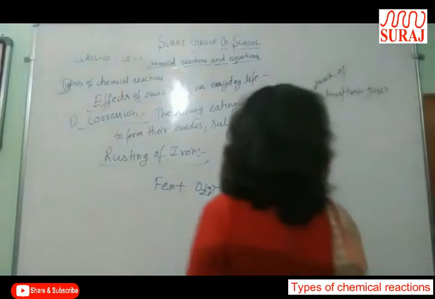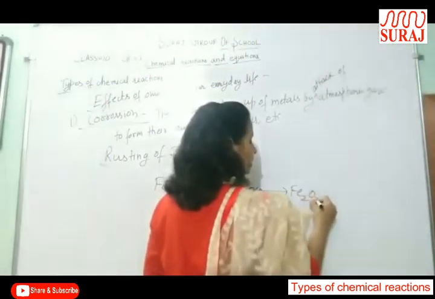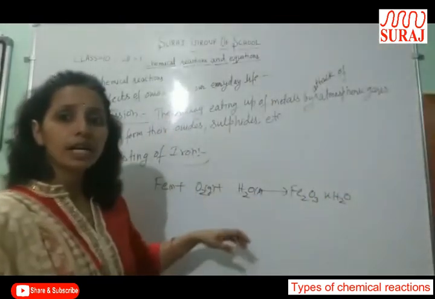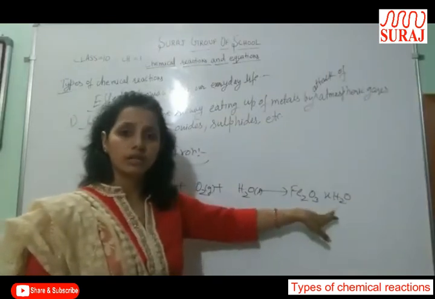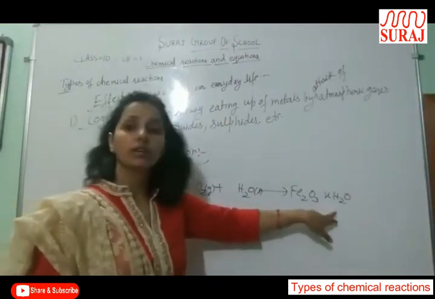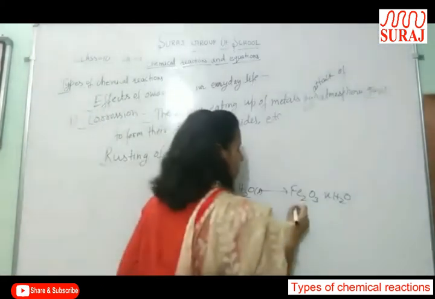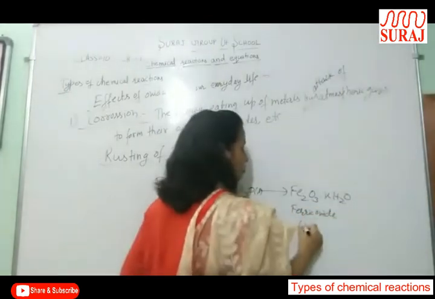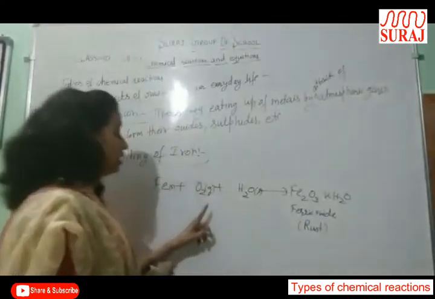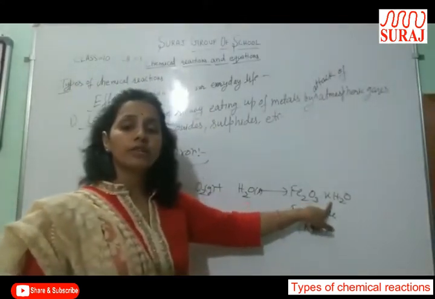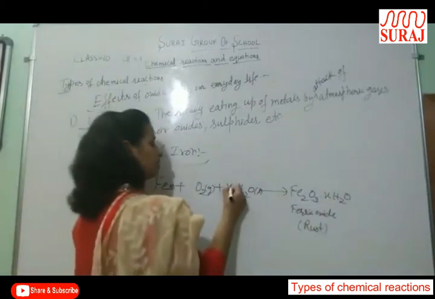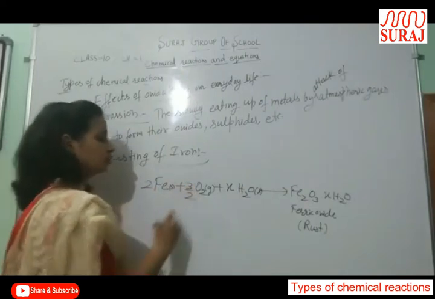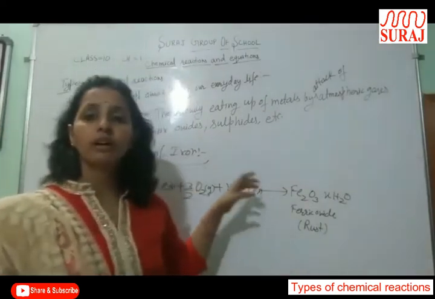It forms ferric oxide and XH2O. X water molecules are attached with rust. Rusting of iron. This is the formula of ferric oxide, which is commonly known as rust. We don't know how many water molecules are attached with this compound. That's why we balance the equation. We placed X here and 2 and 3 by 2. So this reaction takes place in the rusting of iron.